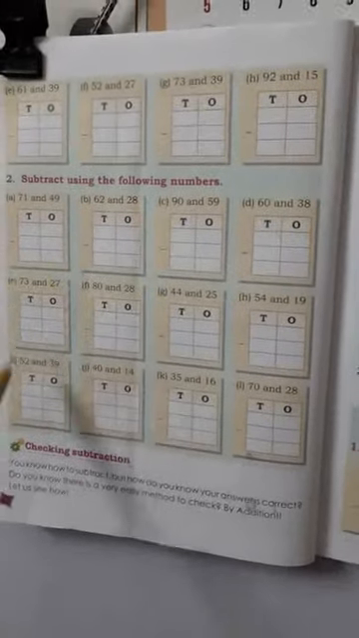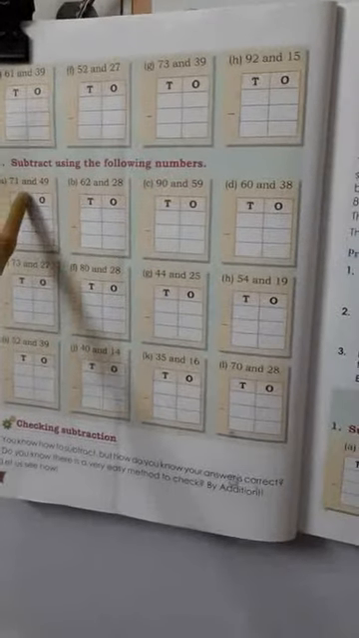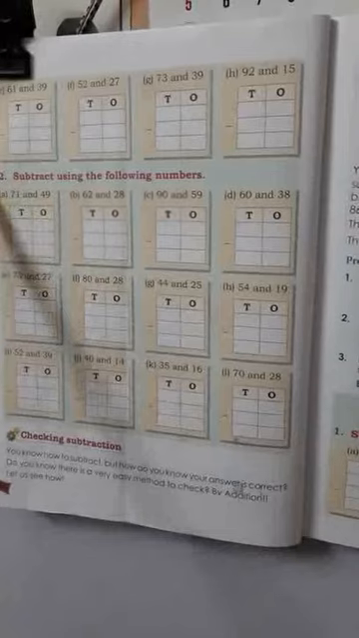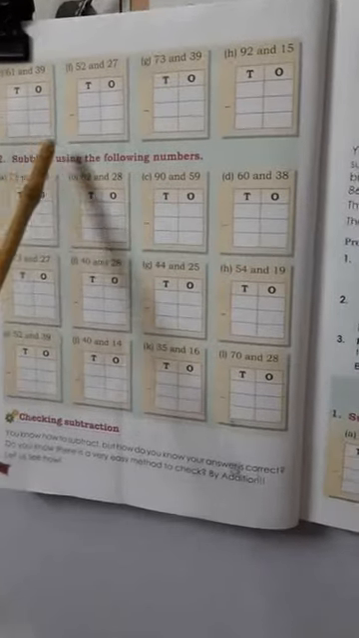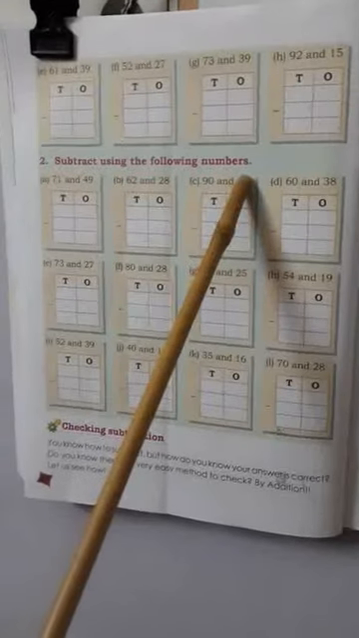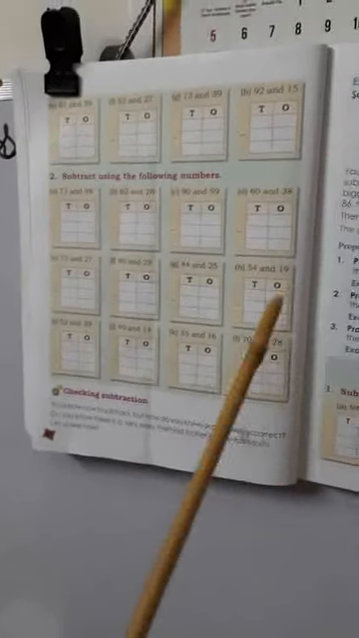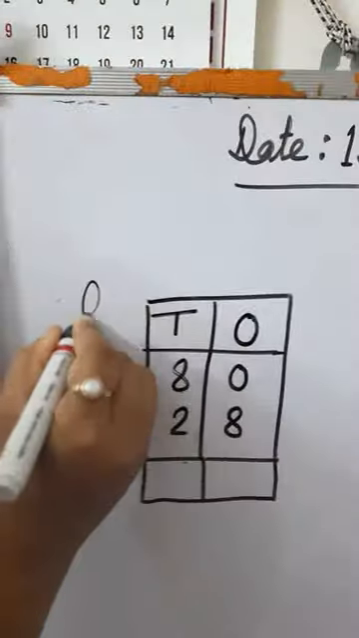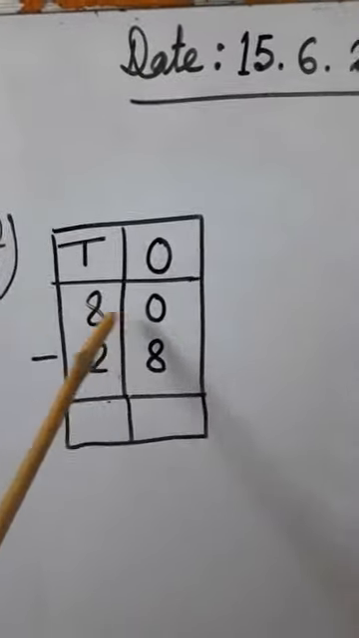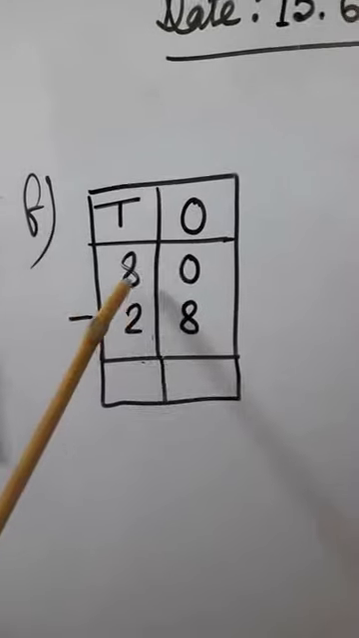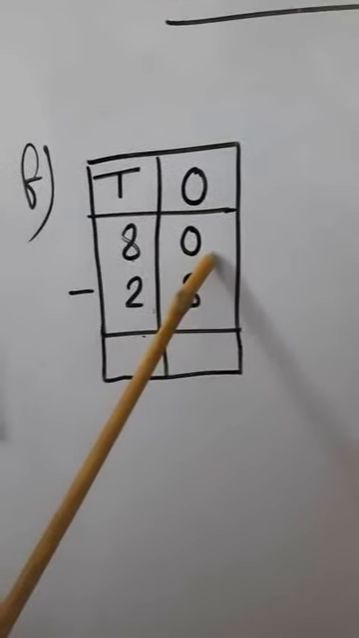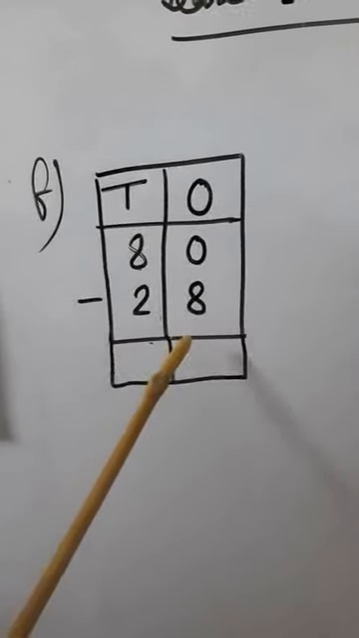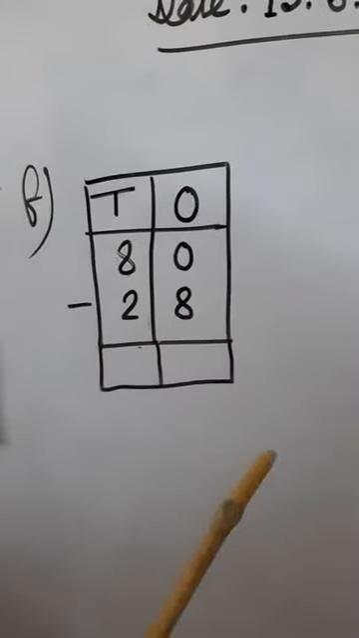Now, my dear students, you have to open page number 60. The instructions given are the same as the previous page: subtract using the following numbers. I will give you one example like before, that is 80 and 28, number F. The bigger number we write on the top and the next one is the smaller number. So first we subtract the ones place.